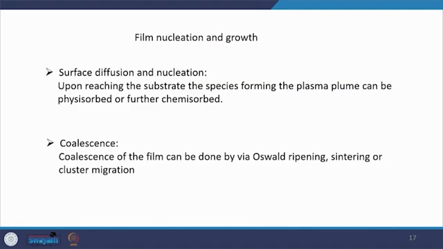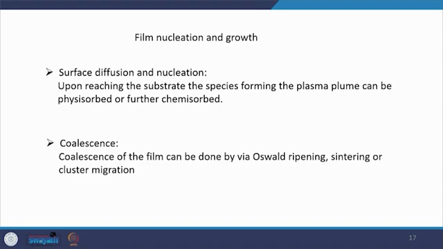Now, further, when all these species deposit on the substrate, what will happen? There will be surface diffusion, and nucleation will also take place. This depends upon the temperature of the substrate as well as the activation energy of all these materials which will form the thin films onto the substrate.